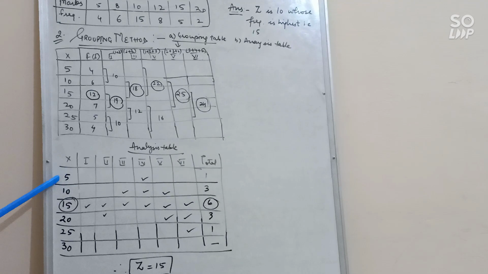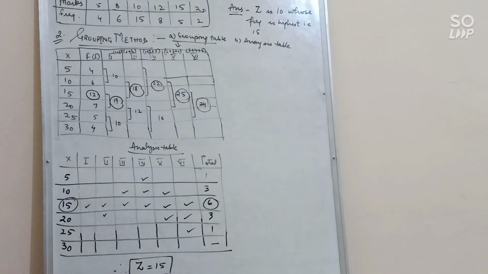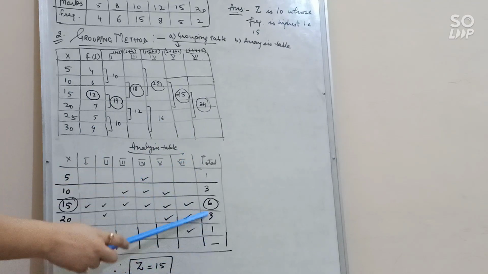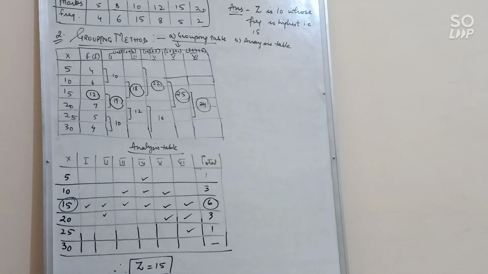So in this row we have only 1 tick, and for 10 we have 3 ticks. For 15 total ticks 6, then 3, 1 and no tick is there. So you will do the total. After doing total, we will take the highest value, that is 6, and 6 lies in 15. So therefore mode is equal to 15. That's it. Clear? So in this way you can find out mode with the help of the grouping method under discrete series. Clear?